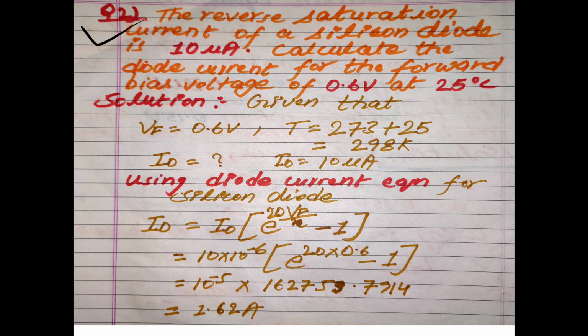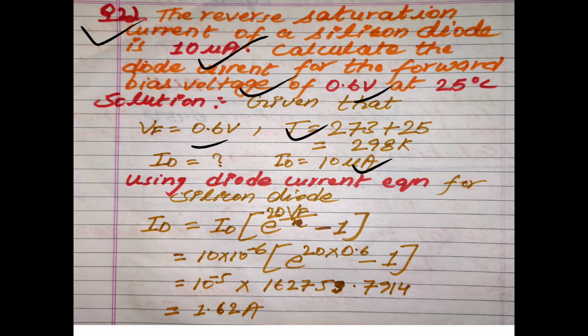Our next example is: the reverse saturation current of a silicon diode is 10 microampere. Calculate the diode current for a forward bias voltage of 0.6 volt at 25 degrees Celsius. In this question our reverse saturation current is 10 microampere, the forward bias voltage is 0.6 volt, and the temperature is 25 degrees Celsius, which equals 298 Kelvin.